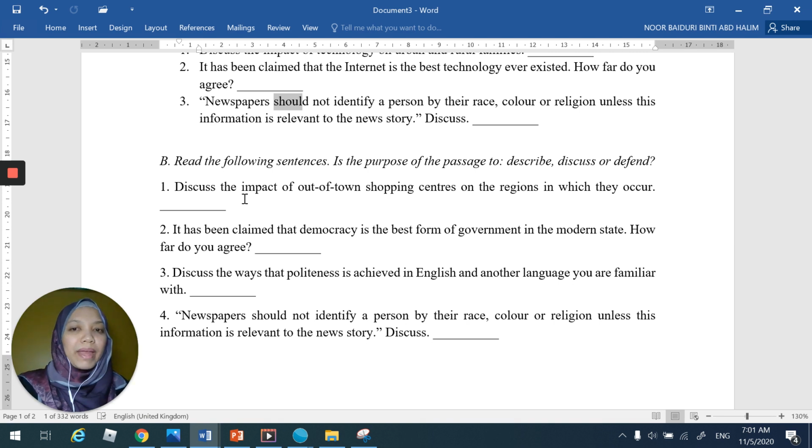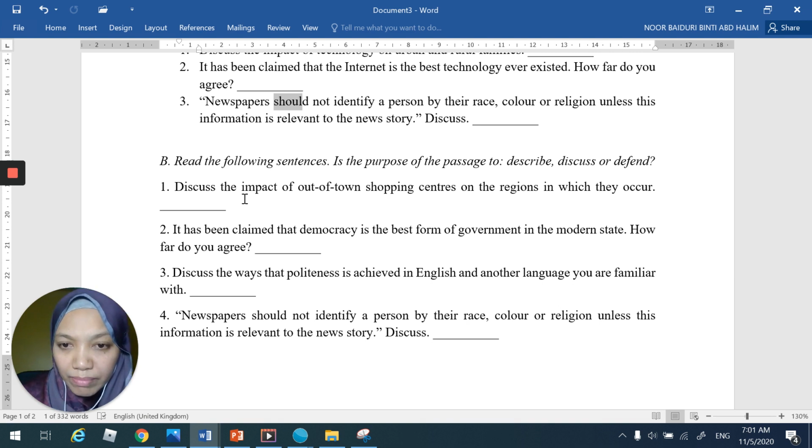We're talking about the impact of out-of-town shopping centers. Are we defending something? No, we are going to describe. And we're not even going to state our standpoint. Number two, it has been claimed that democracy is the best form of government in the modern state. How far do you agree?